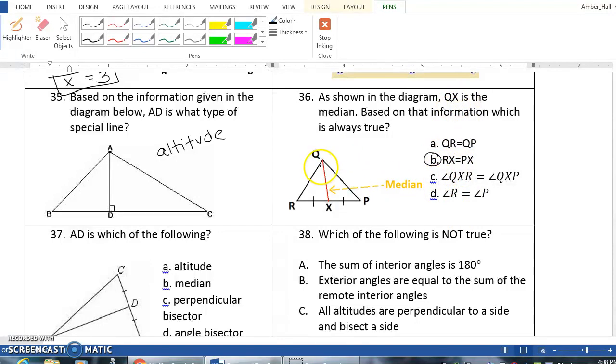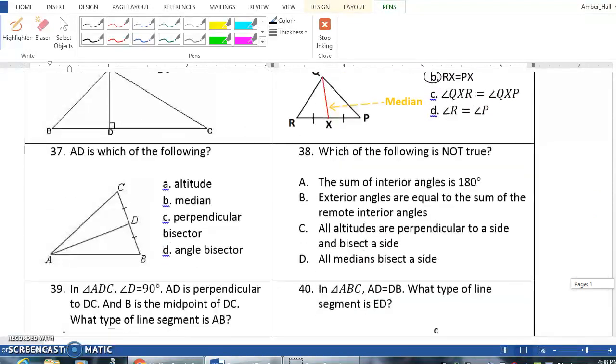C, angle QXR equals angle QXP. Again, it's a median. We don't actually know those to be equal. Or D, angle R equals angle P. Medians don't tell us that, so the answer is just B.